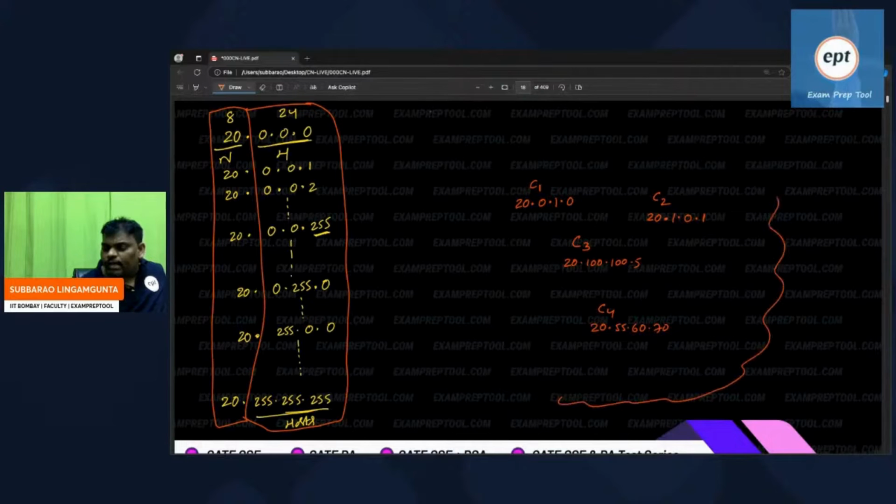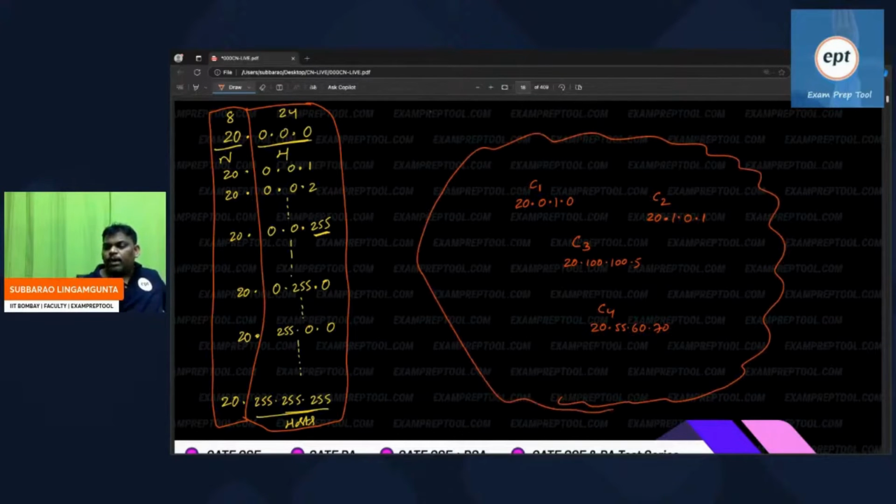How many hosts can they connect? Please help me. The TCS company bought all these IPs, one class A network. How many computers can they connect? They can connect 2 power 24 hosts.